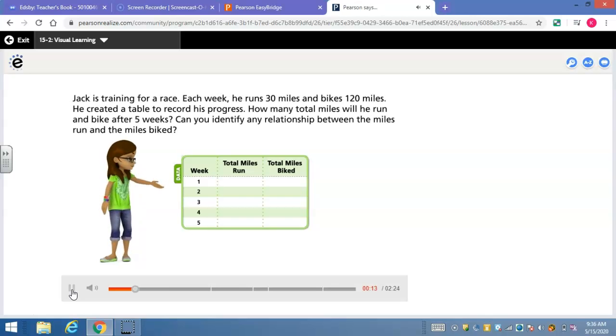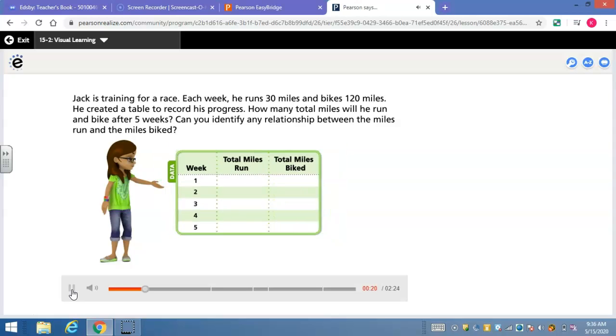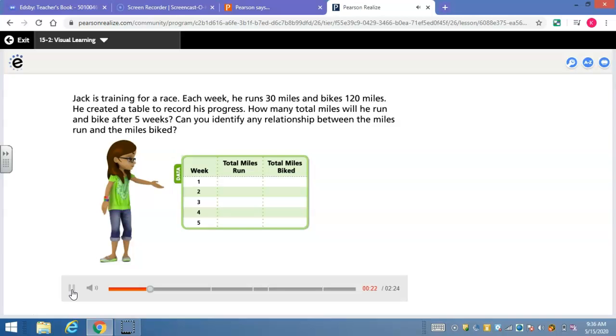Jack is training for a race. Each week he runs 30 miles and bikes 120 miles. He created a table to record his progress. How many total miles will he run and bike after 5 weeks? Can you identify any relationship between the miles run and the miles biked?